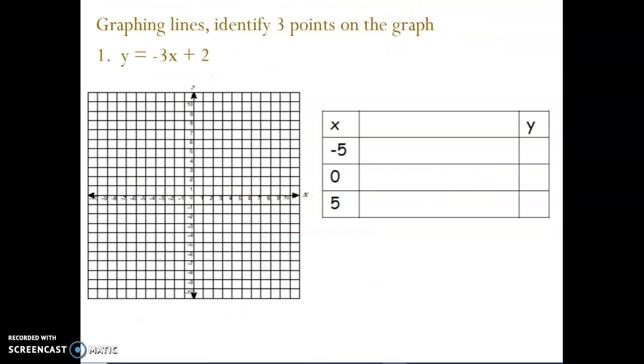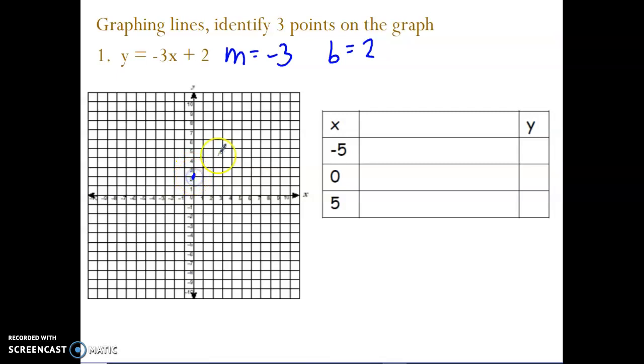Okay, now let's look at putting that on a graph. So I have y equals negative 3x plus 2. Let's identify what we have. You guys tell me what is m and what is b. Well, m is going to be negative 3. It's the coefficient on x. And b is going to be 2. That's my y-intercept.